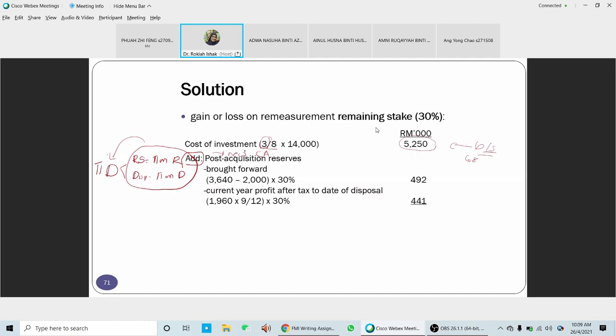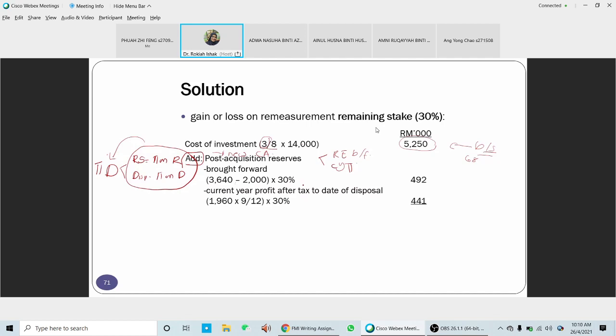But now the cost of investment has been increased due to the realization of post-acquisition reserve from your RE and also from current year profit. So the RE brought forward and the current year profit have increased. These two, the RE brought forward that you realize and also the current year profit that we realize, altogether you need to add here. So you're going to have here 492 and 441.